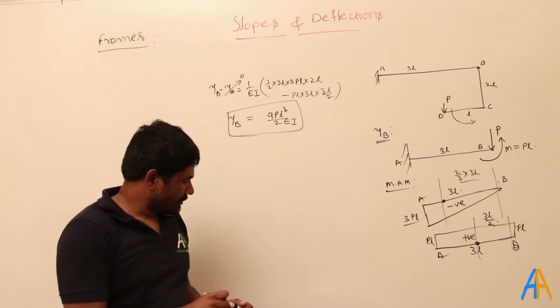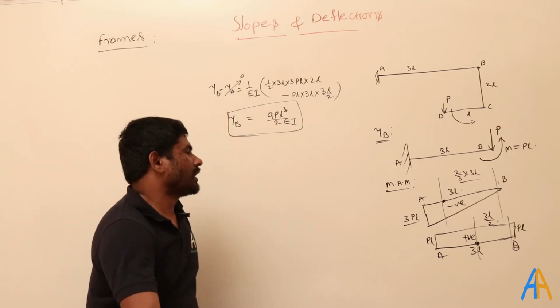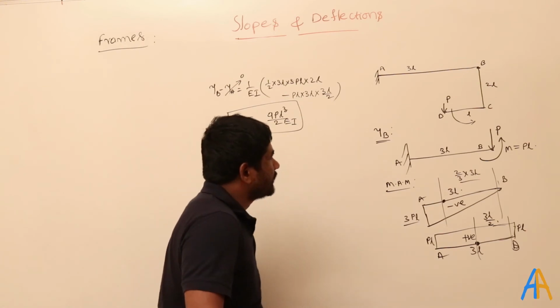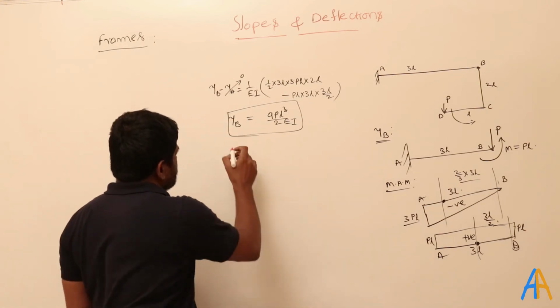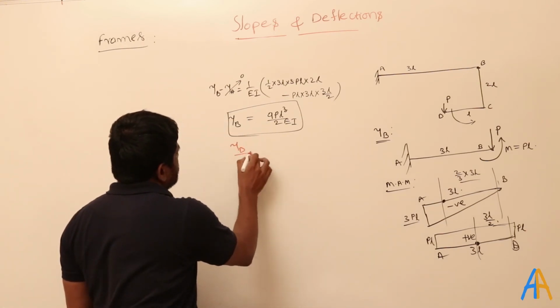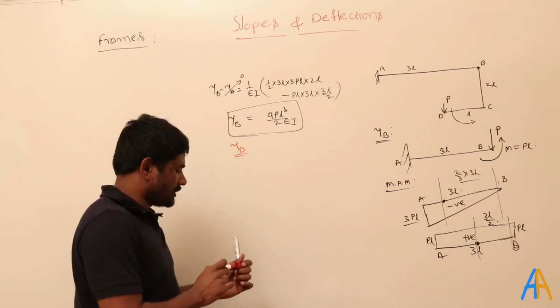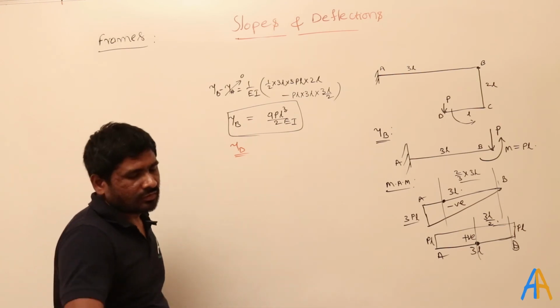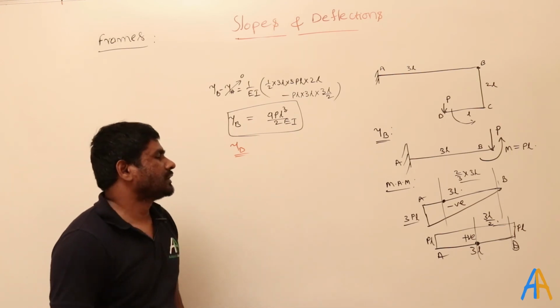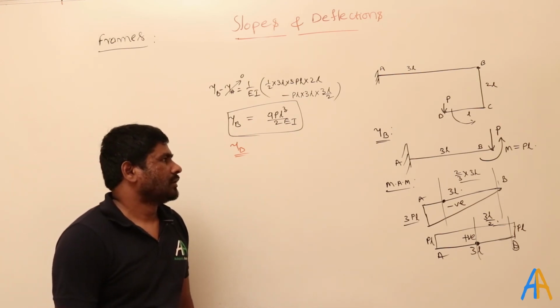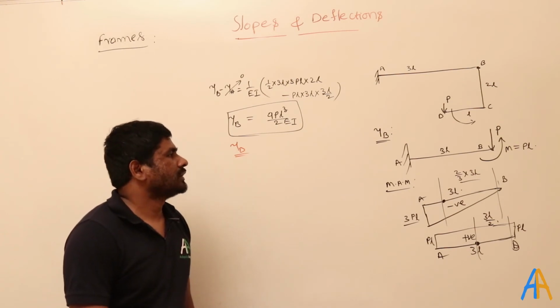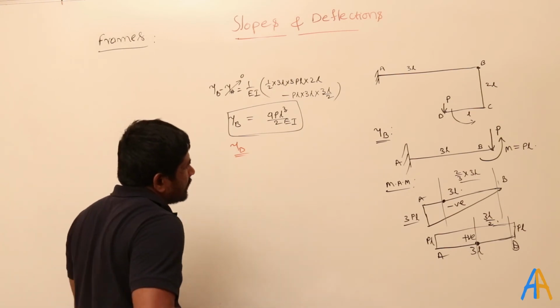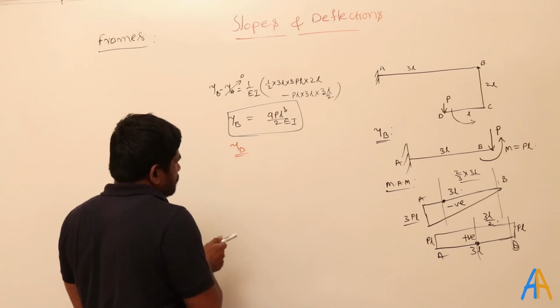But in the examination, sometimes they ask you to find the deflection at D, yD. So how do we find yD? One way is visualization by taking different places, but another is the Castigliano method. It is very easy to go for the Castigliano method, so I will go with the Castigliano method here.